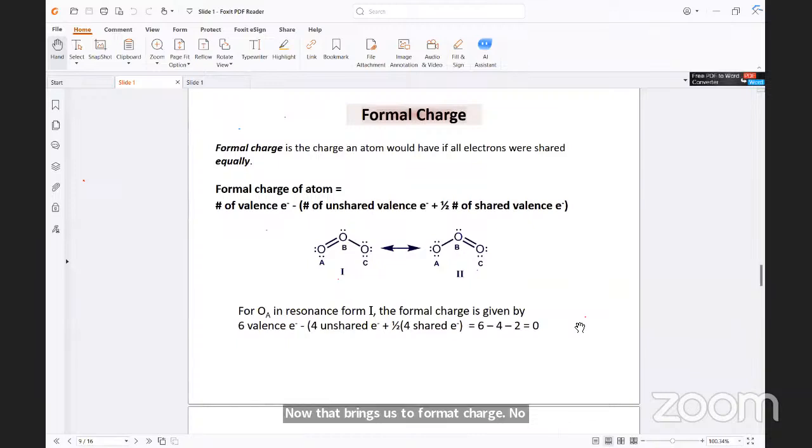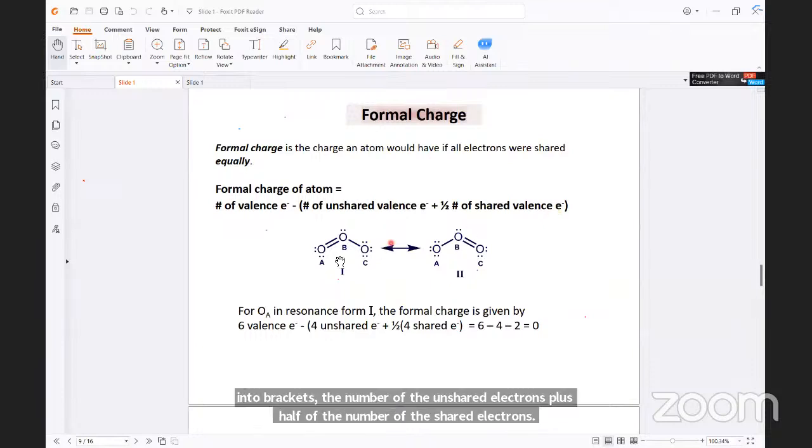Now, when you have structures that resonate, for each of the atoms in the structure, you can calculate what we call the formal charge. The formal charge is the charge an atom would have if all electrons are shared equally. The formula for formal charge is presented on the slide: the formal charge of each atom is equal to the number of valence electrons minus, in brackets, the number of unshared electrons plus half of the number of shared electrons.